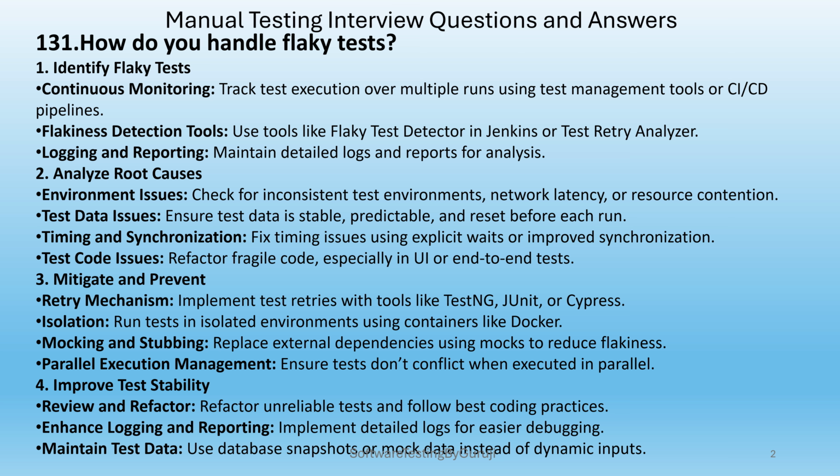Third, mitigate and prevent. Retry mechanism: implement test retries with tools like TestNG, JUnit or Cypress. Isolation: run tests in isolated environments using containers like Docker. Mocking and stubbing: replace external dependencies using mocks to reduce flakiness. Parallel execution management: ensure tests don't conflict when executed in parallel.